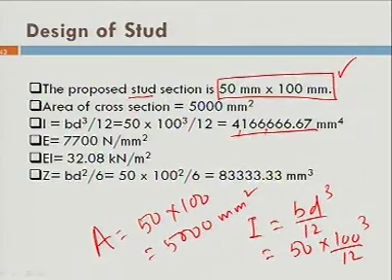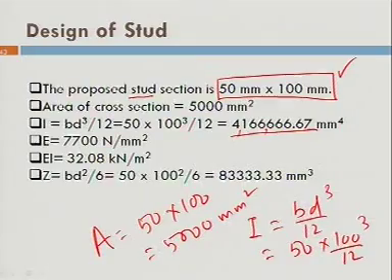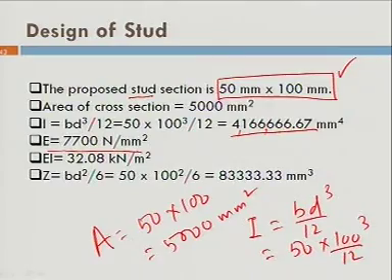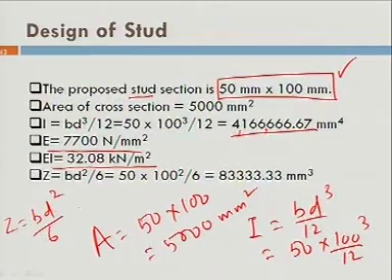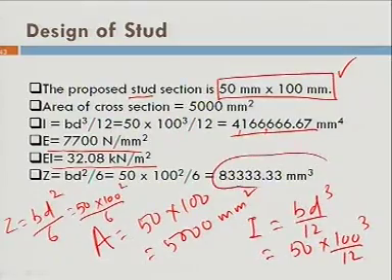In millimeter raised to power 4. E is already given to you as 7700 Newton per millimeter square. So, EI you can calculate as 32.08 kilonewton per meter square. Z, the section modulus, is given by BD square by 6 for rectangular section, which is 50 into 100 raised to power 2 upon 6, which is 83,333.33 millimeter cube.